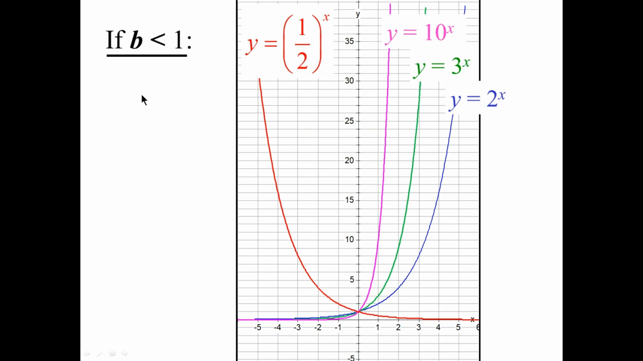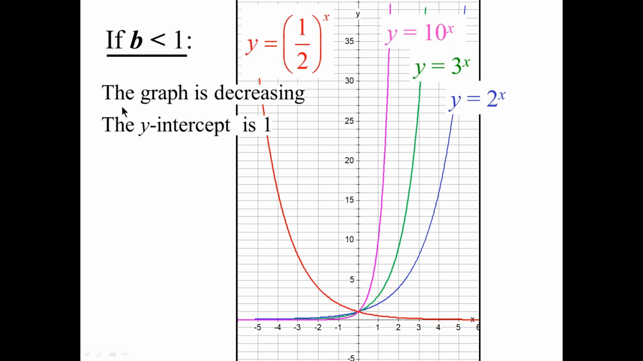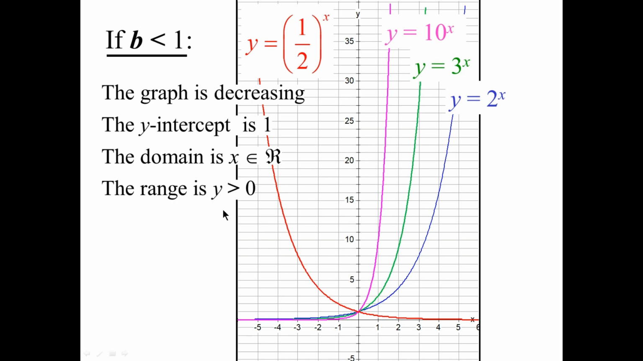So if b is less than 1, what can we observe? The graph is decreasing. The y-intercept is still 1. The domain is still x is any real number because we can take 1/2 and apply any real exponent to it, negatives, positives. The range is still greater than 0. All of these y values are above the x-axis, so greater than 0. And that's a summary of the parent functions that we're calling the exponential functions.